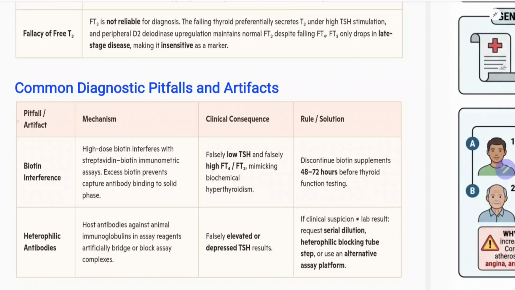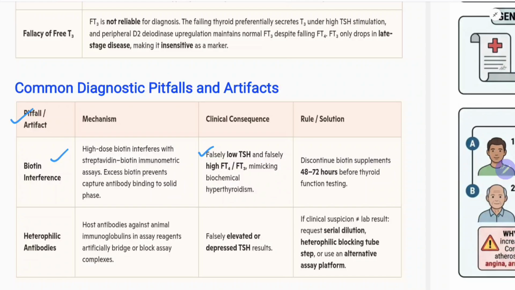Common diagnostic pitfalls and artifacts. Biotin interference. High dose biotin interferes with streptavidin-biotin immunometric assays. Excess biotin prevents capture antibody binding to solid phase. So what will happen? Falsely low TSH and falsely high FT4 or FT3, mimicking biochemical hyperthyroidism.